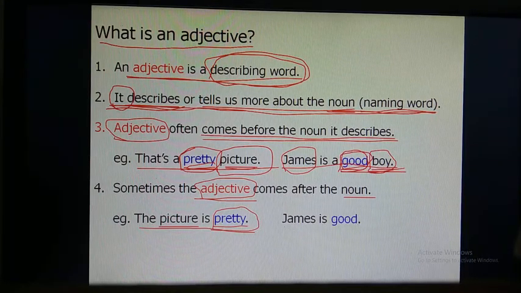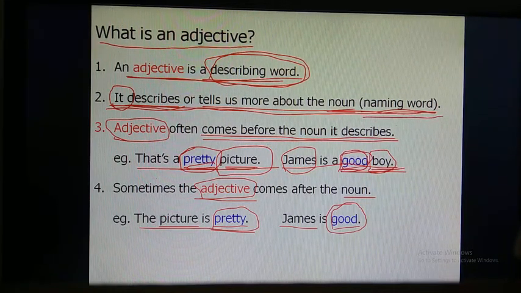Example number 2, James is good. See, good. Okay, James is good. Now this is the adjective which describes the noun James. Okay, this way dear children, you can learn what is an adjective, where the adjective is used and how you can recognize the adjective. Very simple. Adjective is a describing word, and the adjective describes the naming word.